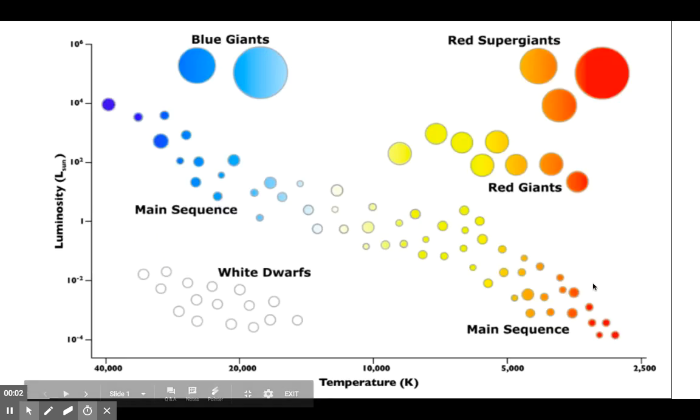Hi guys, it's Miss Harold and I'm going to be covering a tutorial on the HR diagram. So here is just a sample HR diagram.